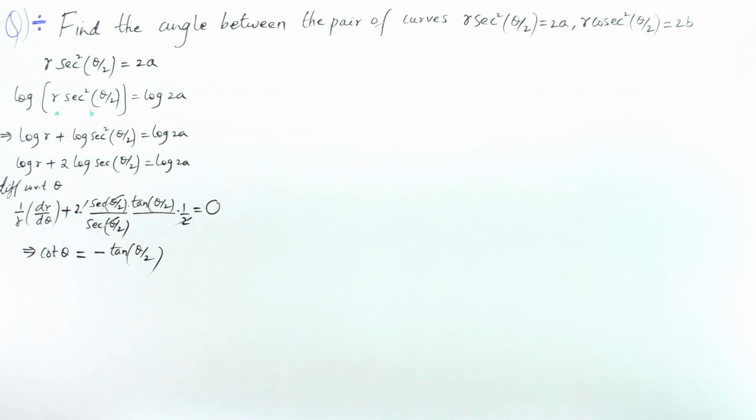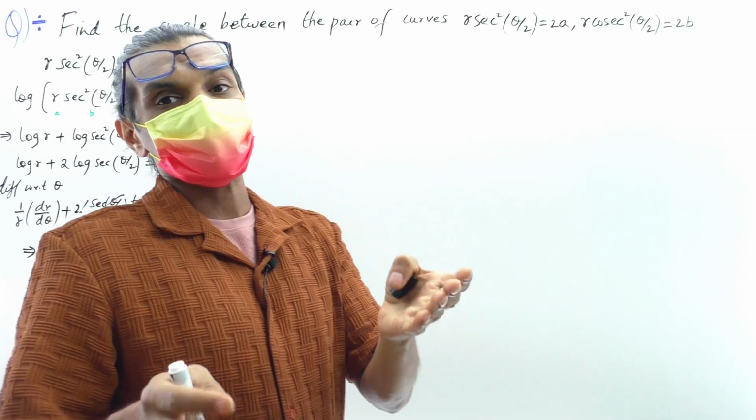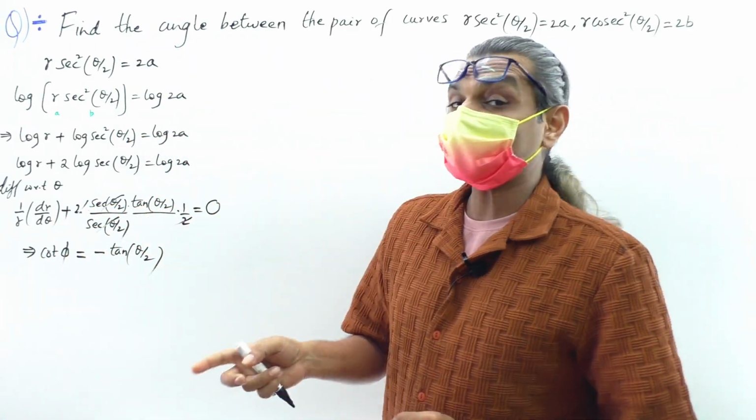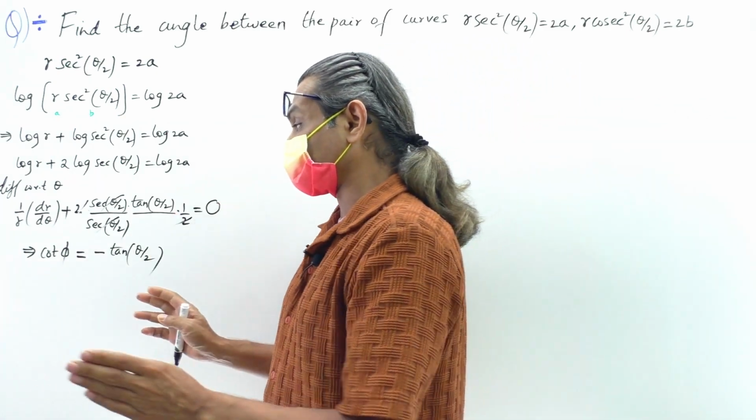Okay, now to find it, 1 by r dr over d theta is nothing but cot phi, the angle between the radius and the tangent vector. Fine, my bad. Again, correct it: 1 by r dr by d theta is always cot phi. Please do refer to the first video in polar curves. This is the second video, in which I have given all the formulas related to polar curves. You will get a clear understanding of how to solve it.